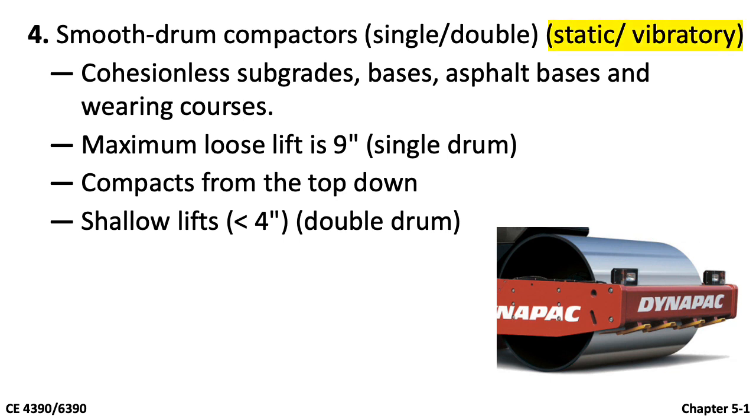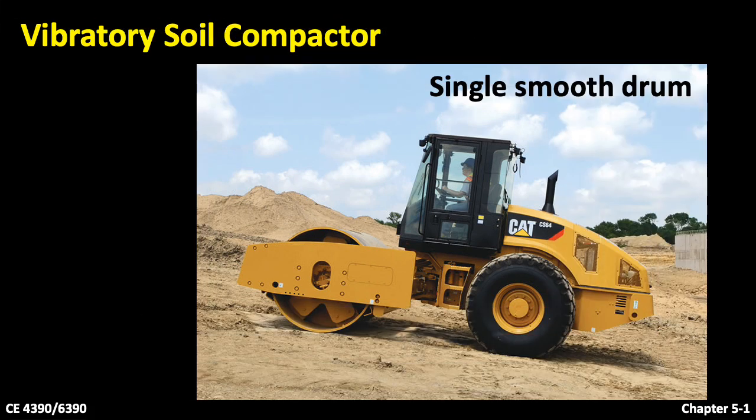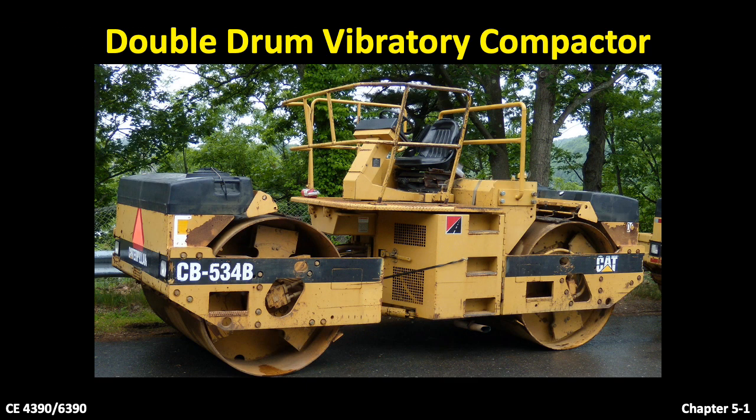Double drum rollers usually do shallow lifts, less than 4 inches. This one compacts soil from the top to bottom. The surface is compacted before the bottom layers. This figure shows one example of a single smooth drum, integrated with the vibration system. This is one example of a double drum vibratory compactor.